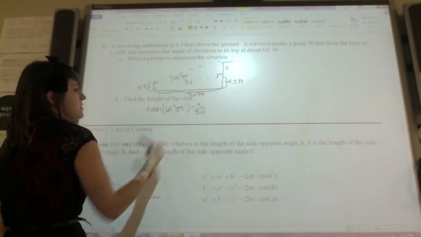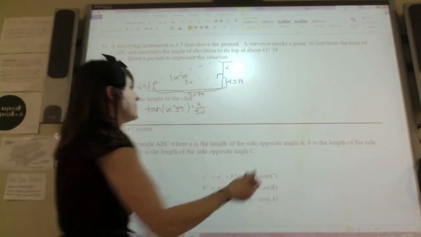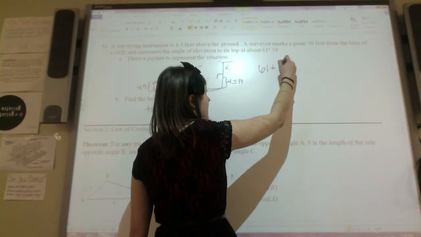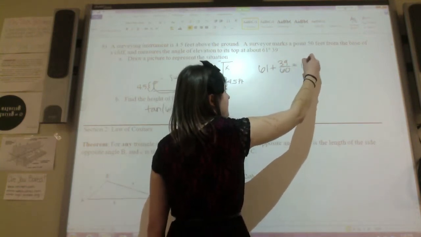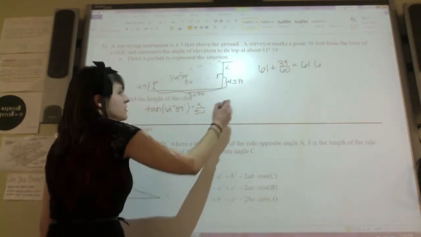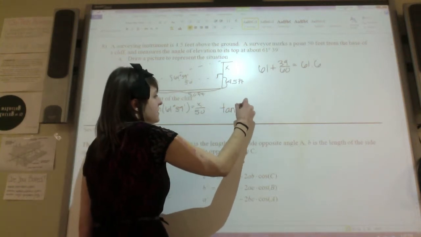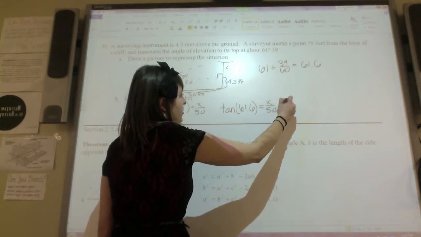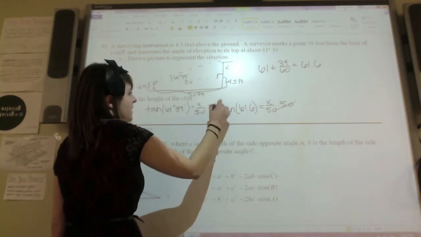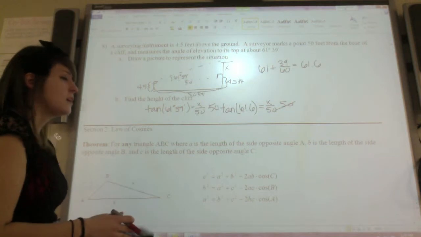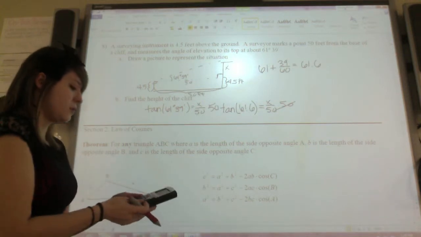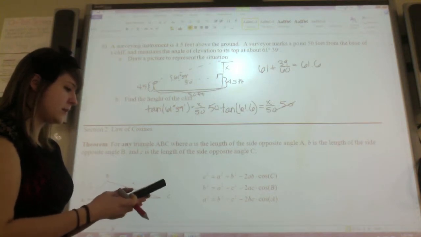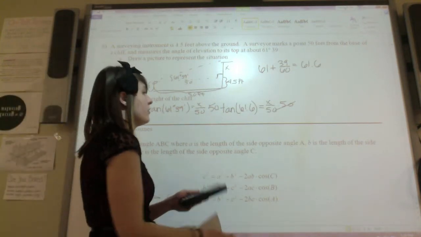Now 61 degrees 39 minutes, I need to be able to write that as a decimal. So if I take that and rewrite it as 61 plus 39 over 60, that gives me 61.6. So now I have the tangent of 61.6 equals x over 50. I'm going to multiply both sides by 50 to cancel that out. So then in my calculator, make sure you're in degree mode, and you're going to plug in 50 times the tangent of 61.6, and you should get 92.47.